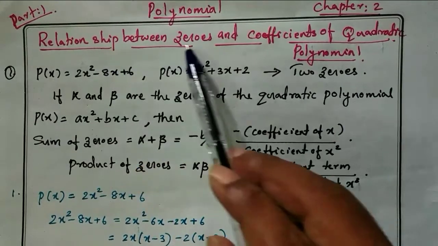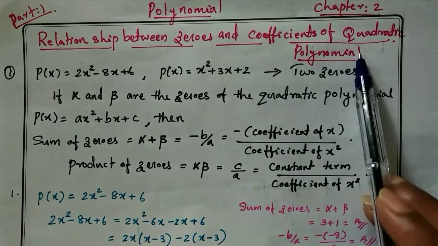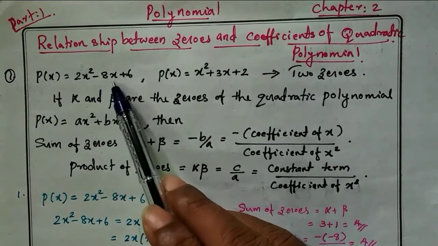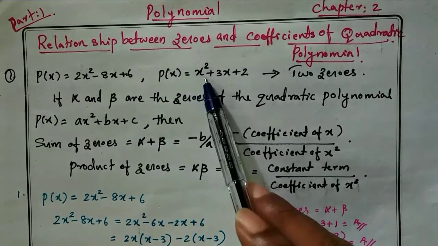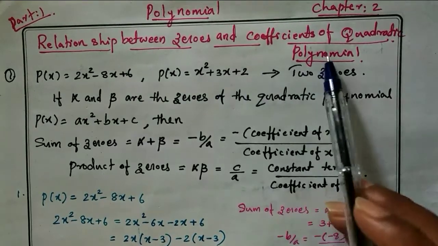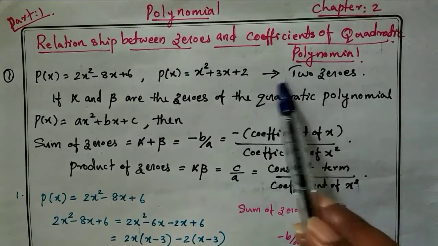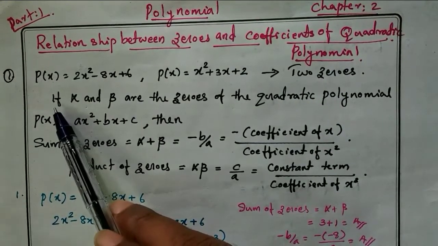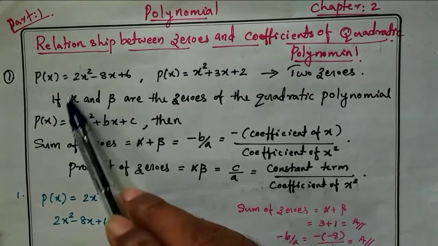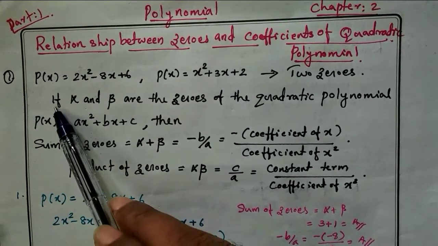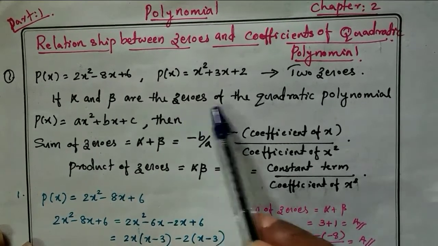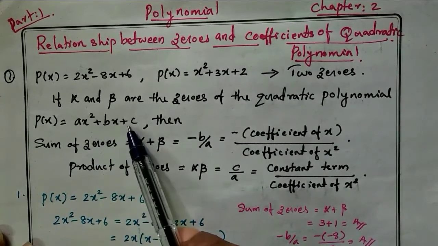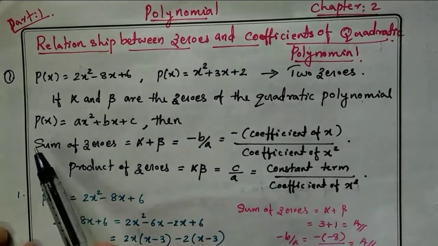Next one, a relationship between zeros and coefficients of a quadratic polynomial. So p of x equal to 2x square minus 8x plus 6, p of x equal to x square plus 3x plus 2 are examples of quadratic polynomials. You will get 2 zeros. Then generally we can write, if alpha and beta are the Greek letters, the zeros of the quadratic polynomial p of x equal to ax square plus bx plus c, then we have a relation.